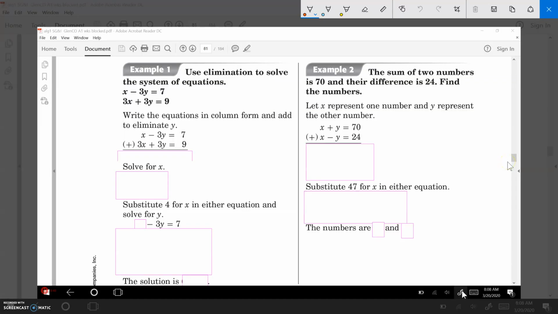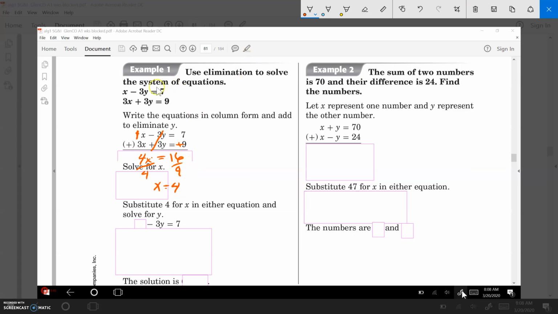Alright, now if you notice, negative 3y and positive 3y. So what happens when we add these together? Negative 3 plus 3 is 0. So that's what we call eliminated. Okay. So now we have 1x plus 3x is 4x equals, that's a positive 9, so 7 plus 9 is 16. Divided by 4, x equals 4.